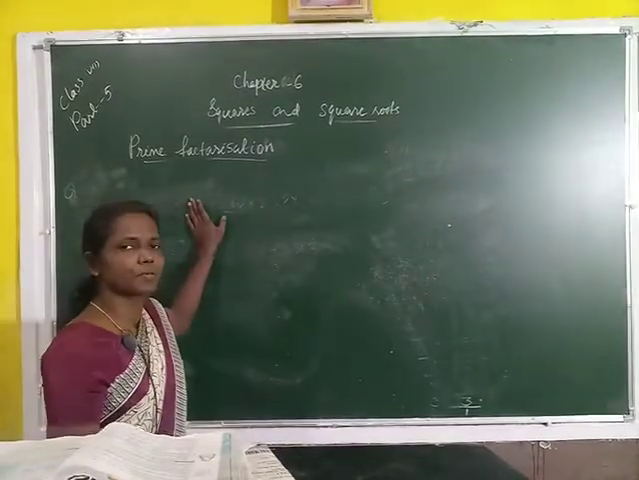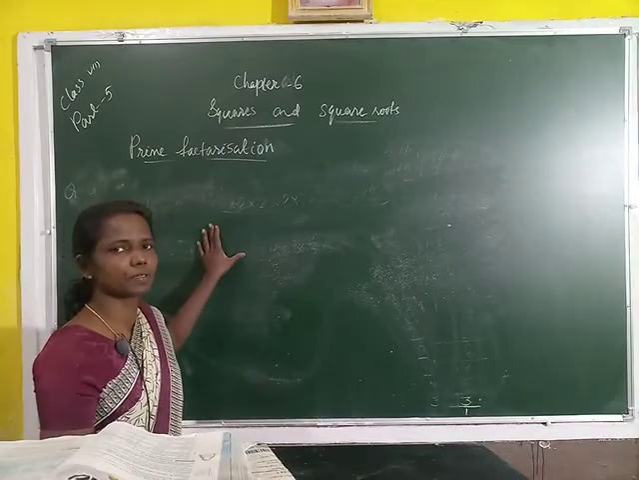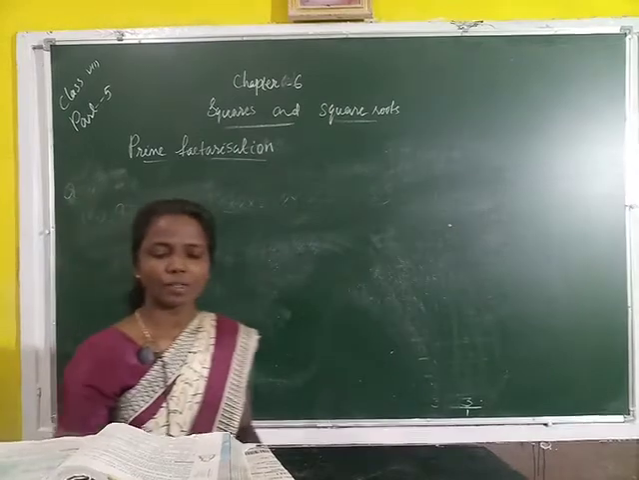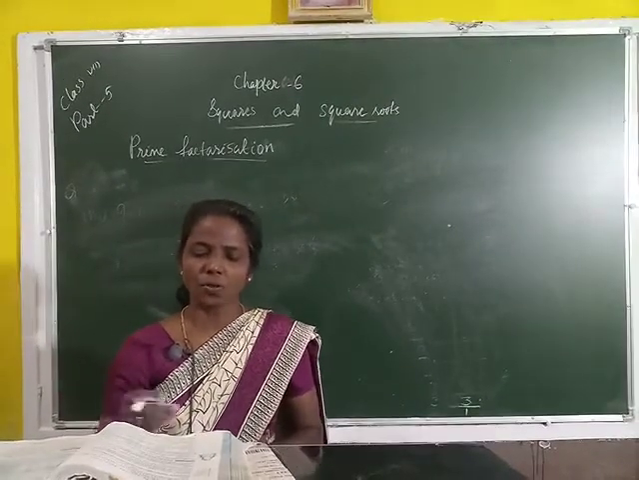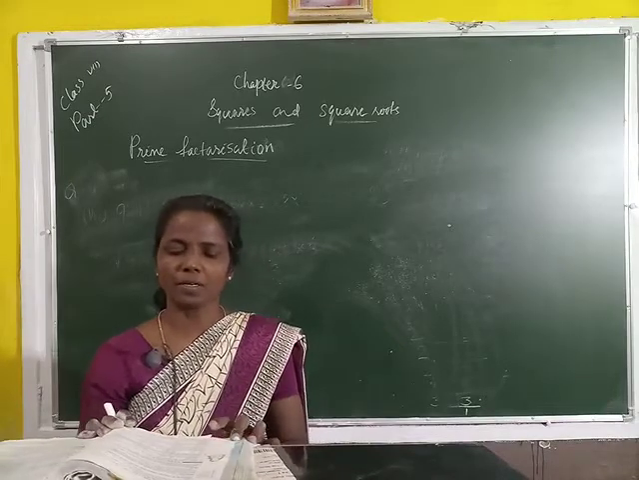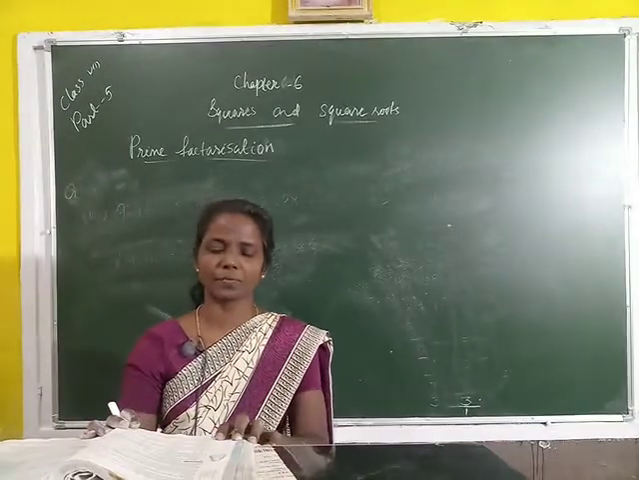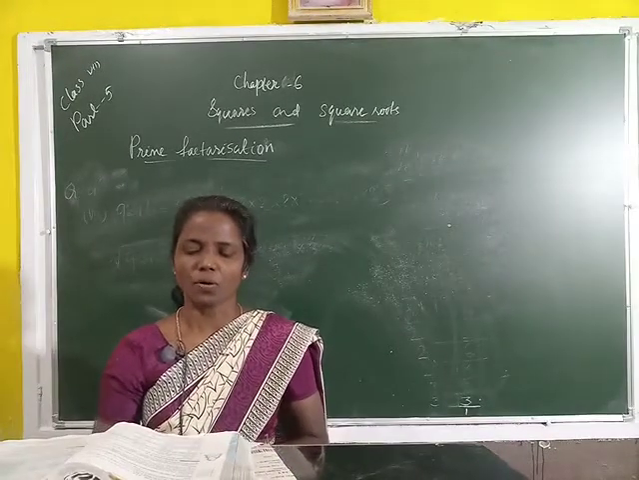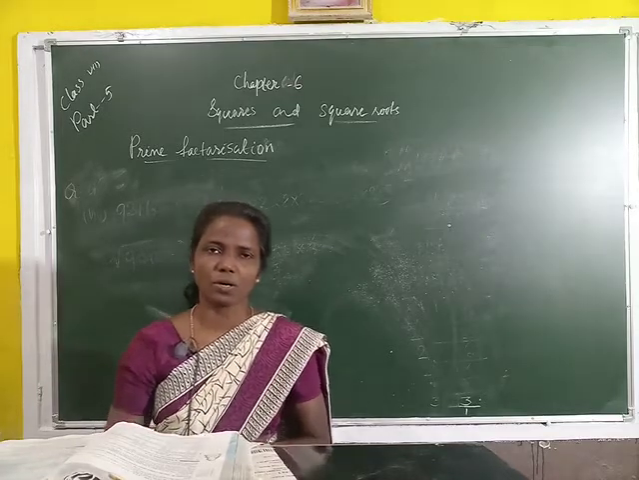In the prime factorization method, we use only prime numbers for division. The next question, number 5. For each of the following numbers, find the smallest whole number by which it should be multiplied so as to get a perfect square number. Also find the square root of the square number so obtained.